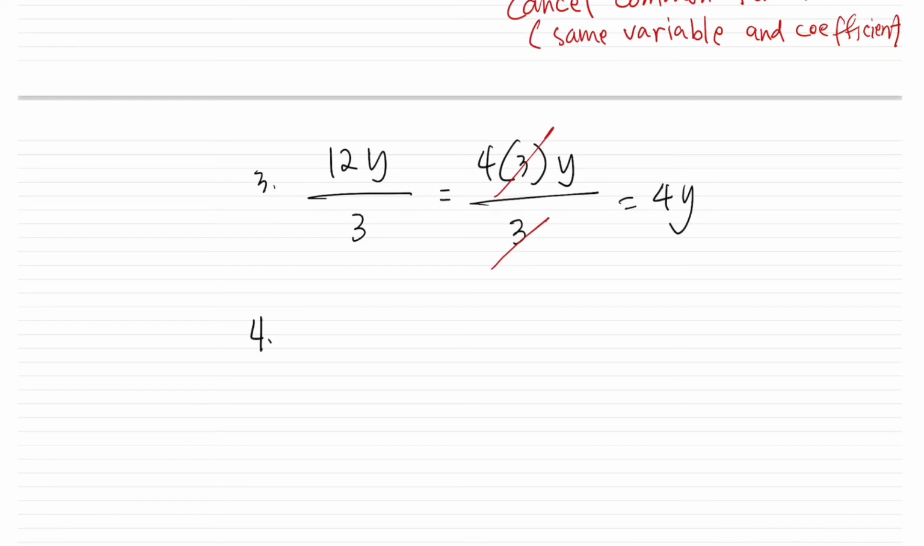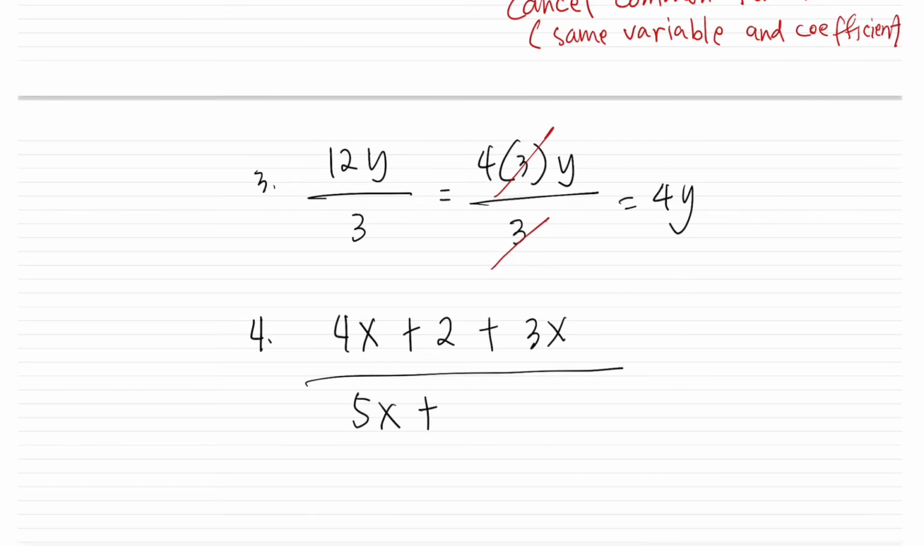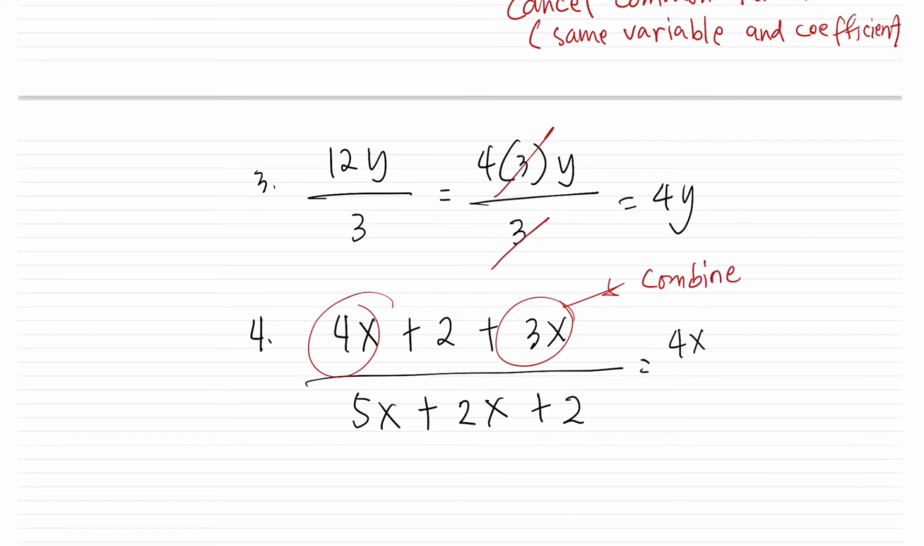Another one, if you have 4x plus 2 plus 3x over 5x plus 2x plus 2. First thing you're going to do is combine this and this. So therefore we have 4x plus 3x plus 2 over, same thing here, combine.